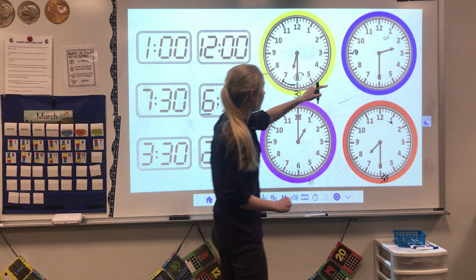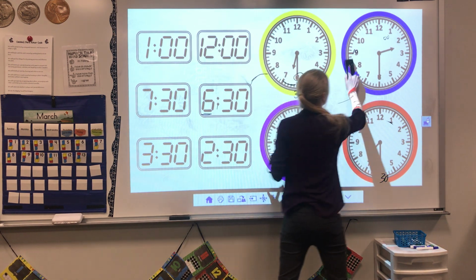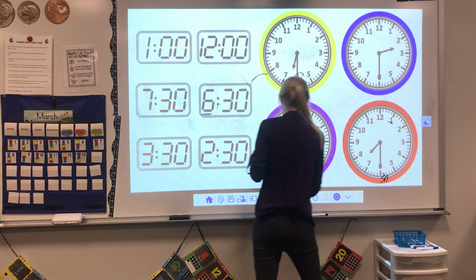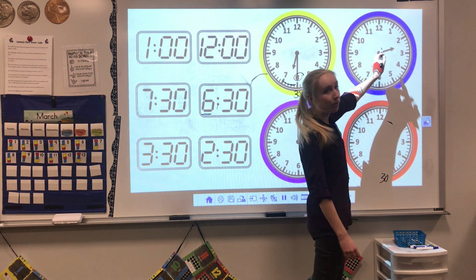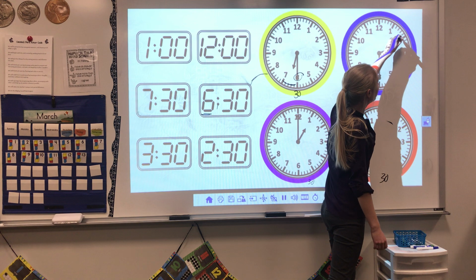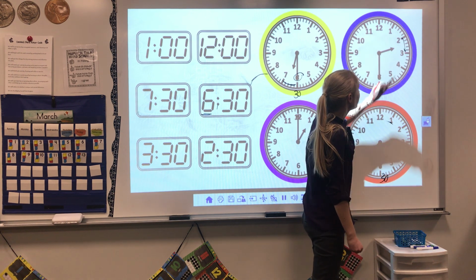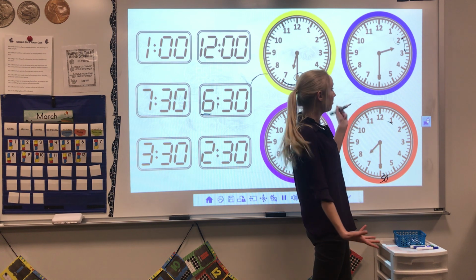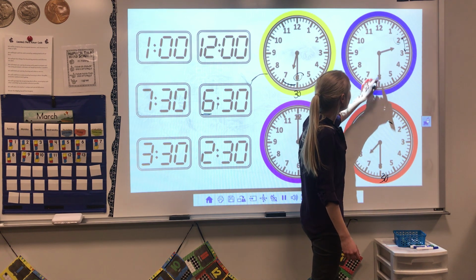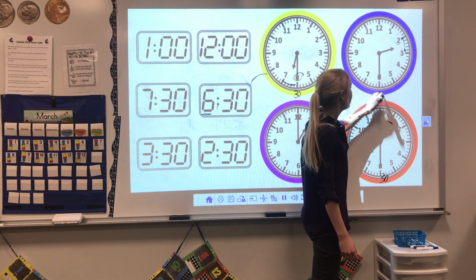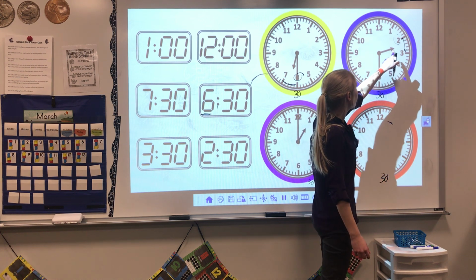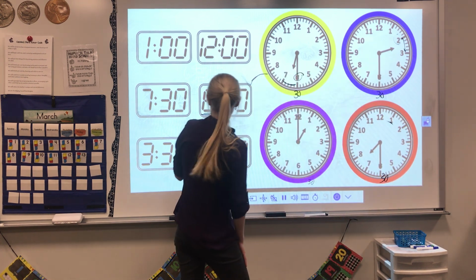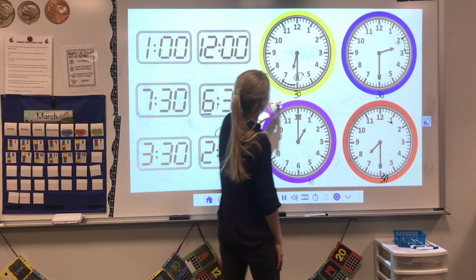Okay, let's look at this one. We have an hour hand that's in between the 2 and the 3. So it is still in the 2 range. That tells me it is 2 something. So 2, and then I know that 6 means 30. It's been 30 minutes, so 2:30, which matches with this one.